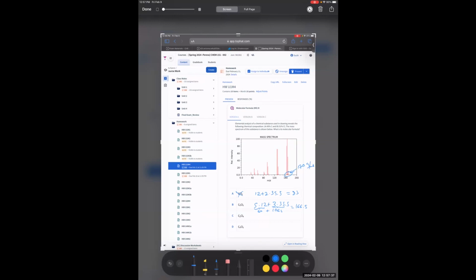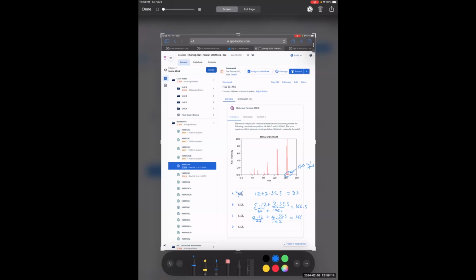Option C, 2 times 12 for 2 carbons, and then 4 times 35.5. All right, 2 times 12 is 24, and then 4 times 35.5 is 142. So this should be 166, which is pretty close to what we're seeing here, right?